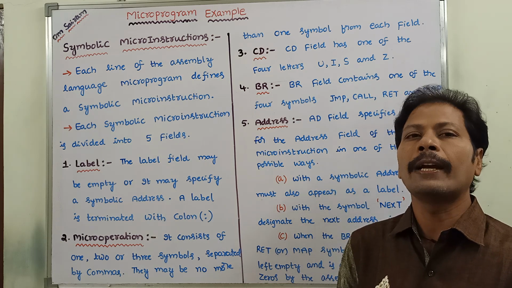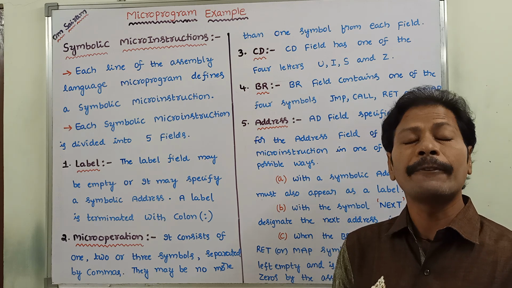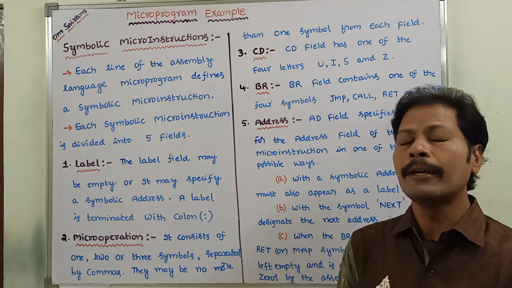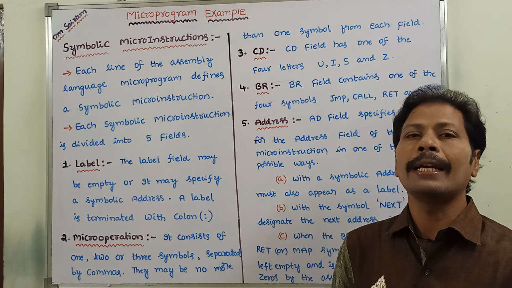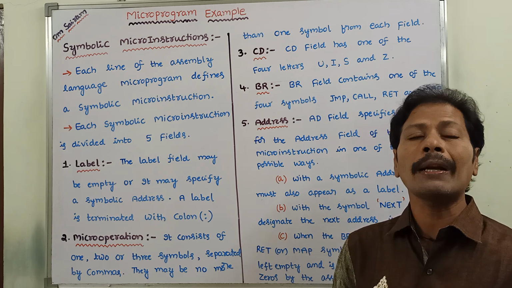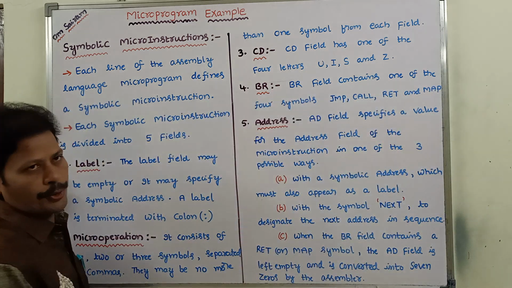The second field is micro operation field. The third field is CD field. Fourth field is BR field. Fifth field is address or AD field. Now consider the first one.